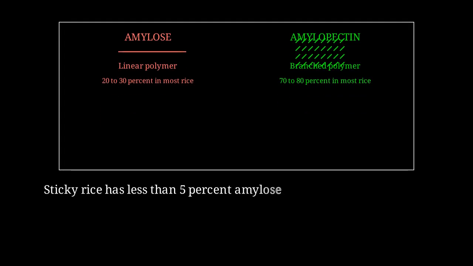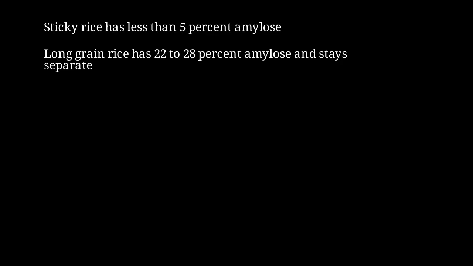Sticky rice, also called glutinous rice, contains less than 5% amylose. This high amylopectin content is crucial for its sticky behavior. Long grain rice typically has 22 to 28% amylose. The higher amylose content promotes grain separation after cooking.